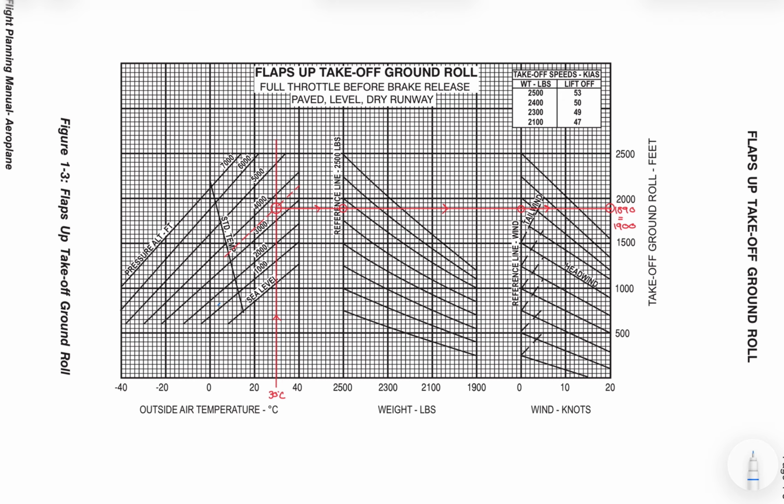Okay, so this question asks us to calculate the flaps up takeoff ground roll of an aircraft, and I got to 1,900 feet. That was my answer. I've already done the calculations, and let me run you through how I got to that answer.